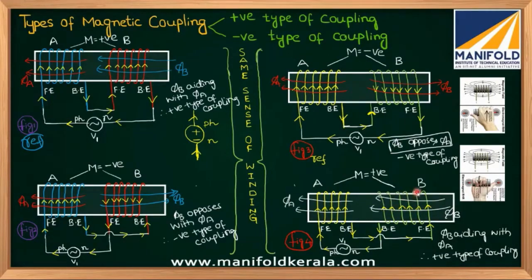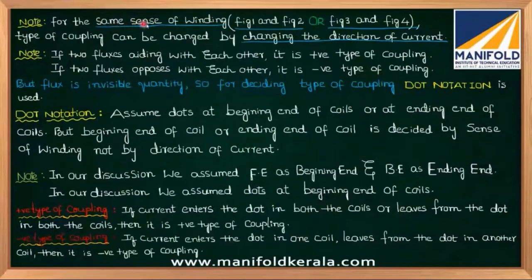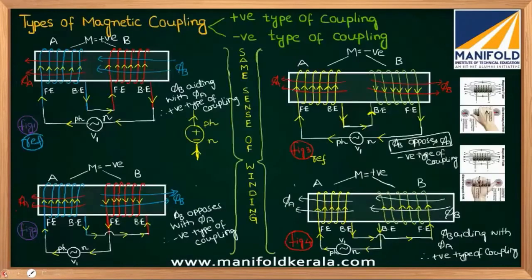That's it. So please let me conclude, guys. Only 2 points I want to focus here. What are those 2 points? See, if sense of winding is same, type of coupling can be changed by changing direction of current. That is very important. Okay. So this is a very important point. And one more point I need to focus on, that will be very useful for us for coming sessions.